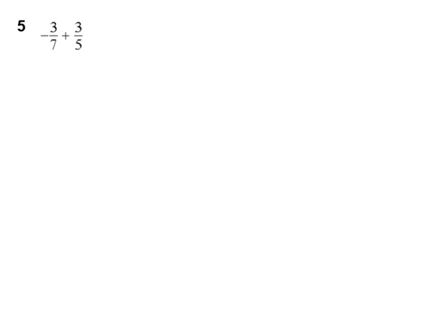Question number 5 comes from our rational number chapter. It's the subtraction or the addition of a negative fraction and a positive fraction. The procedure for doing this is the exact same as if it was a positive. You find your common denominator. We're going to use 35 here.